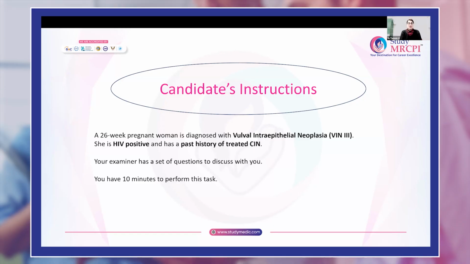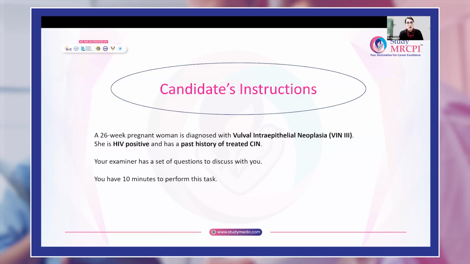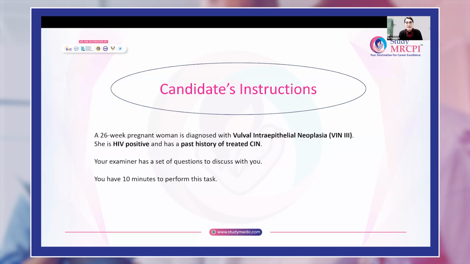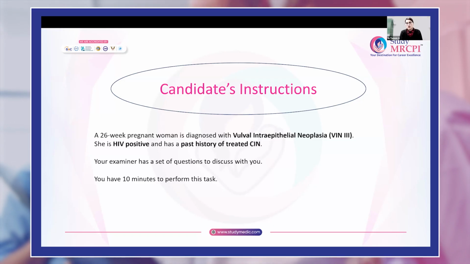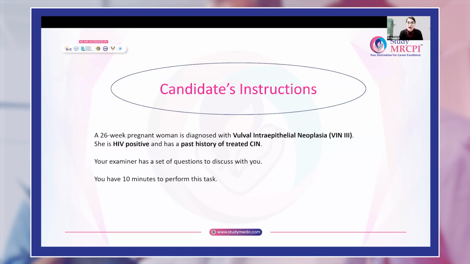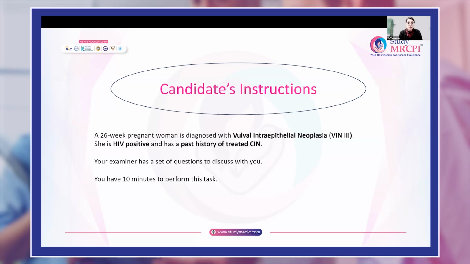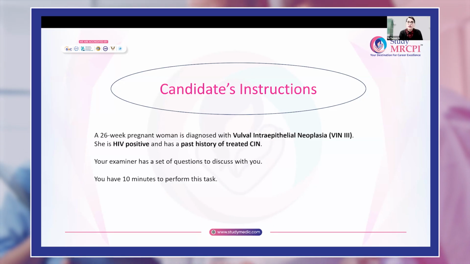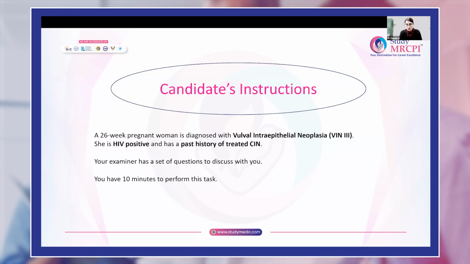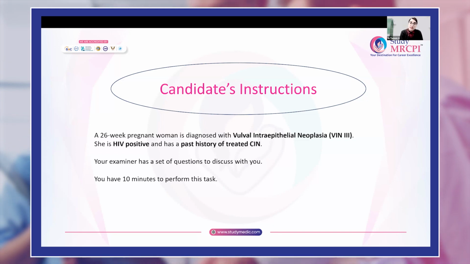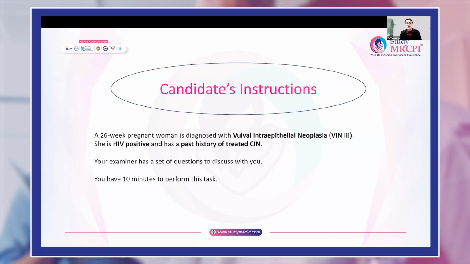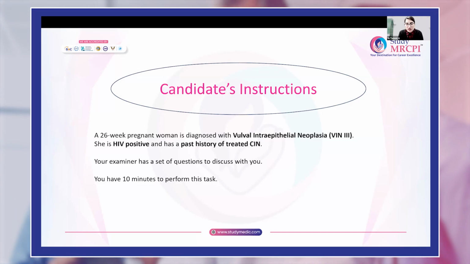So we shall now go through the task, which is also an exam-tested task. However, there can be changes, and you should be aware of how you have to cover it if vaginal intraepithelial neoplasia with other risk factors comes up in the exam. So here, this is a patient who is 26 weeks pregnant. She has vulval intraepithelial neoplasia. She is also HIV positive, and a past history of cervical intraepithelial neoplasia is also there.